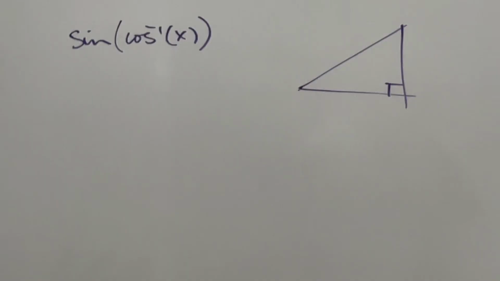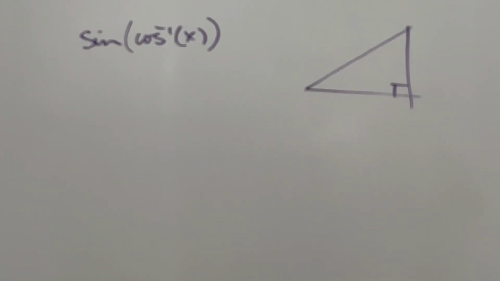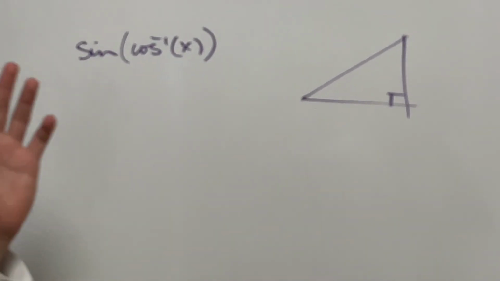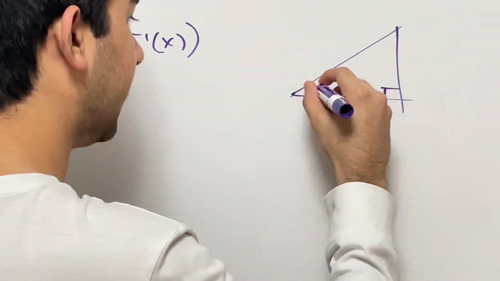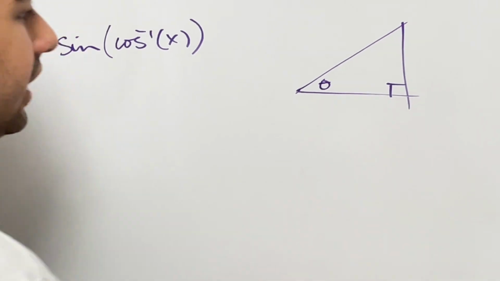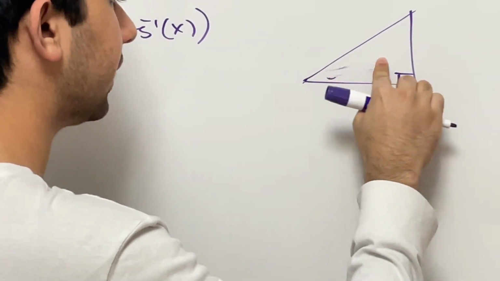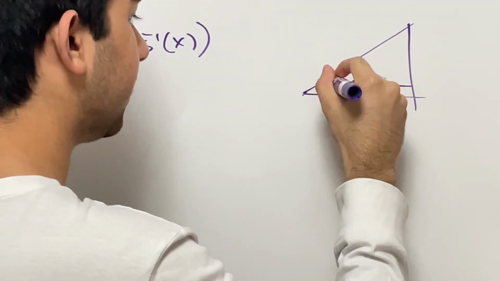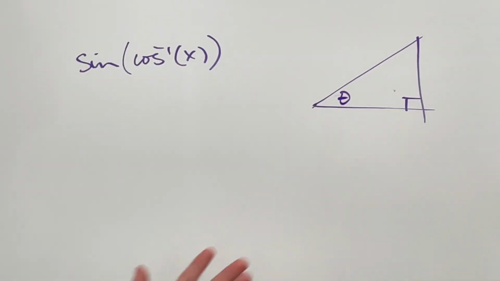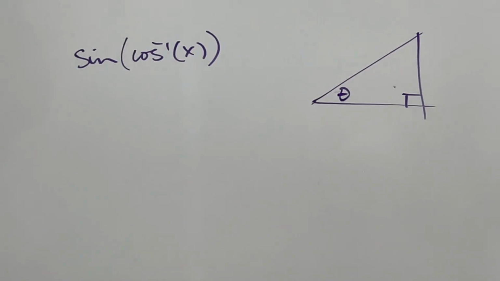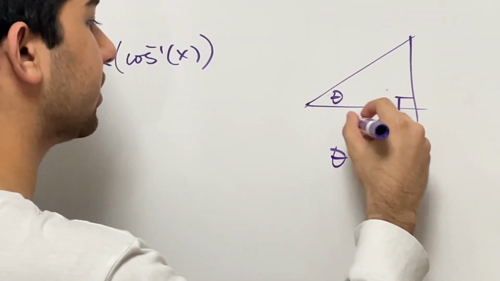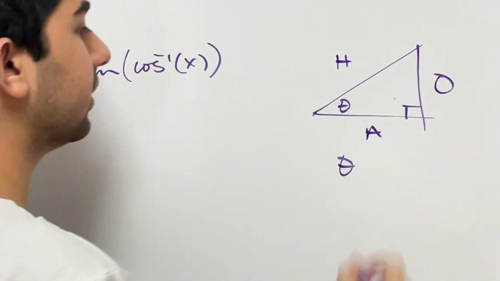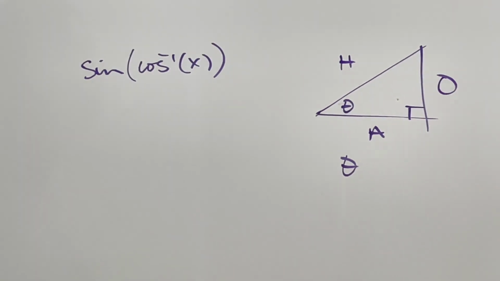So inverse cosine of x. When we use inverse cosine, we're basically trying to find an angle from its adjacent. So suppose we have this angle theta right here. If we're trying to find this angle theta from the adjacent side and the hypotenuse, let me label my sides real quick. Adjacent, hypotenuse, and the opposite side. That's not 0, that's O for opposite.